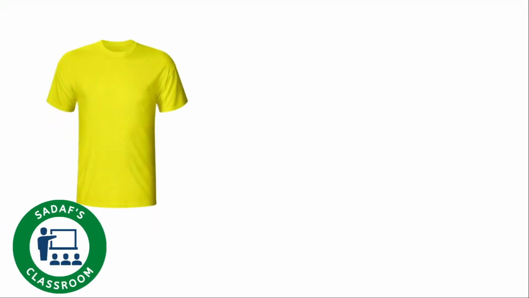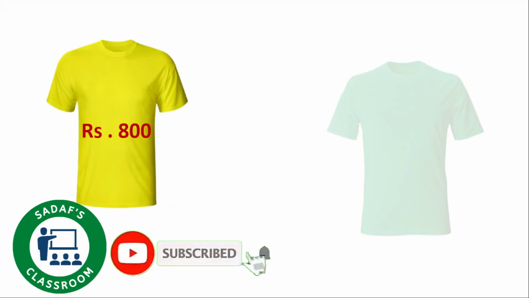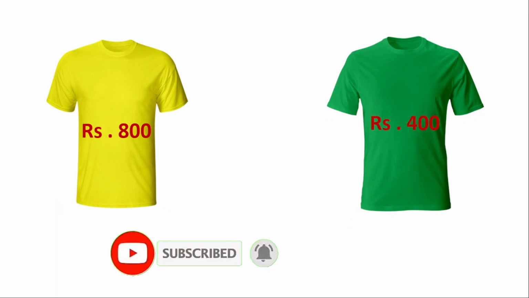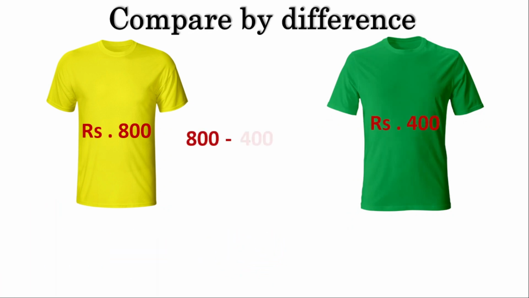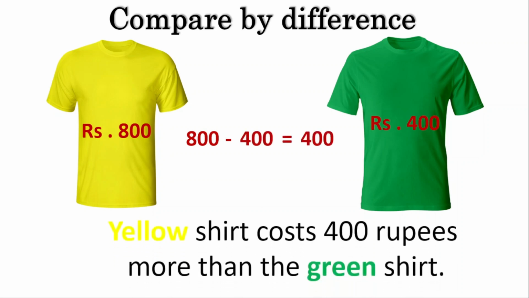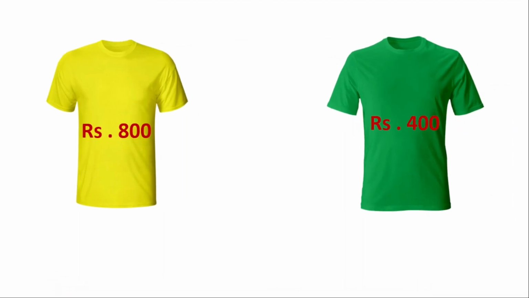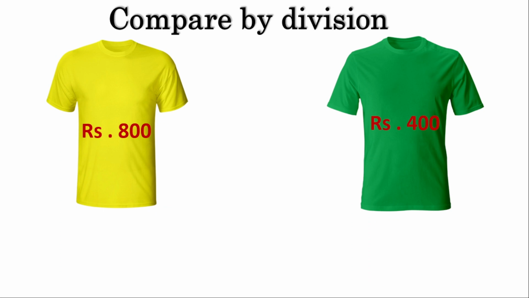Suppose we buy a yellow shirt for Rs 800 and a green shirt for Rs 400. The most common way to compare these values is to take the difference, which tells us that the yellow shirt costs 400 rupees more than the green shirt. But apart from taking difference, is there any other way to compare these values? Yes, we can compare them by using division.